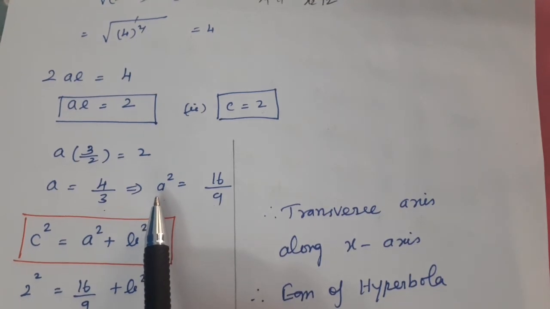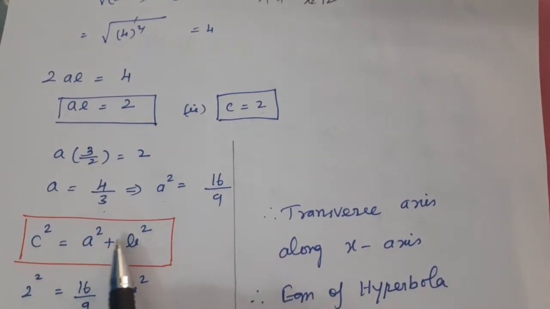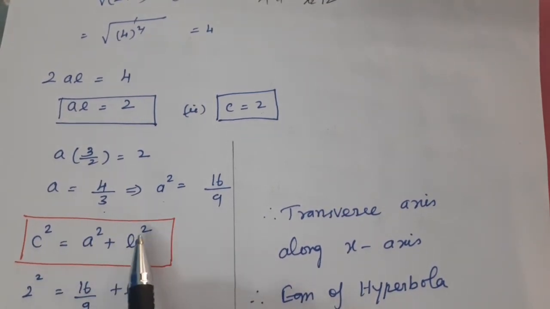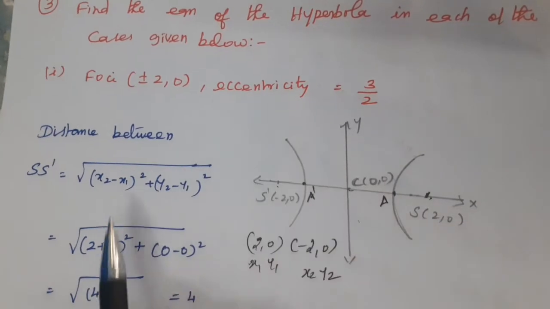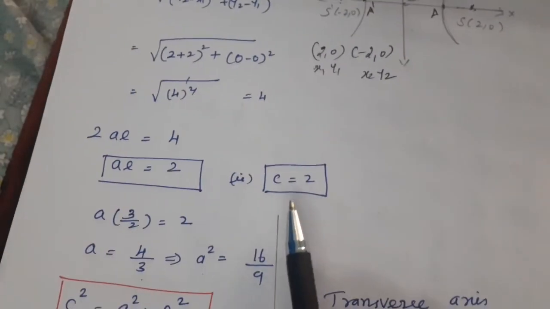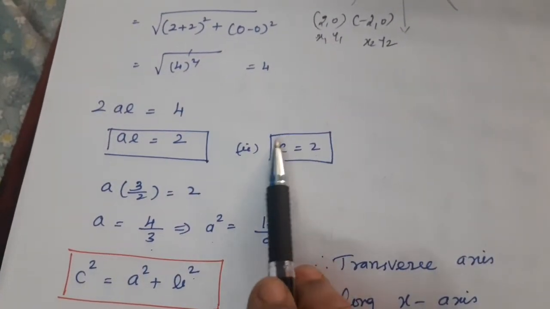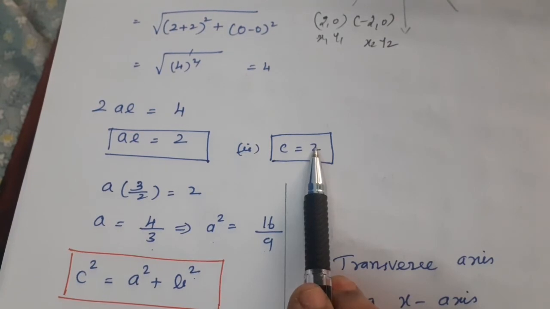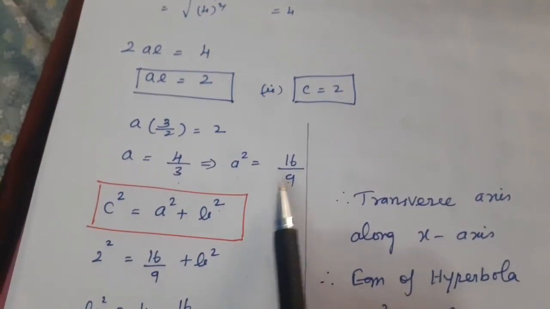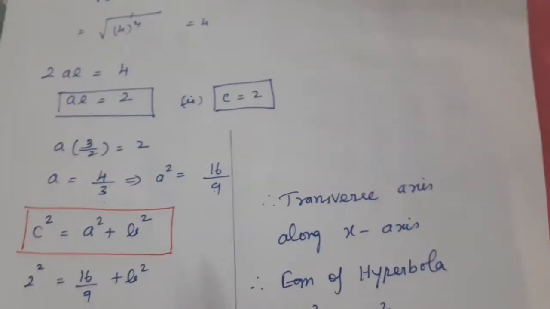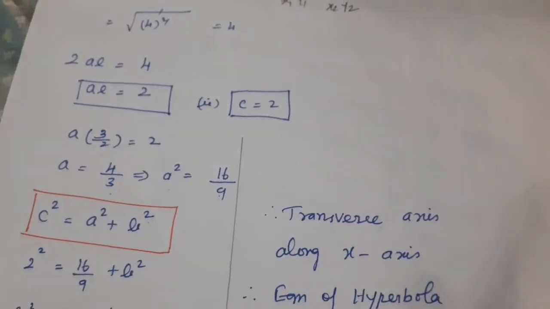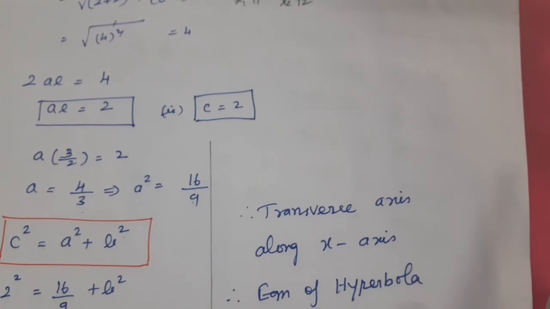So what is our C square? C square equal to A square plus B square. We remember whatever A square value we know. We know C. C is nothing but 2. Just now we found A. So C square equal to 4. A square just now found, 16 by 9. Substitute this. C square equal to A square plus B square. In ellipse, C square equal to A square minus B square. Compare with it. It is easy to remember for you.